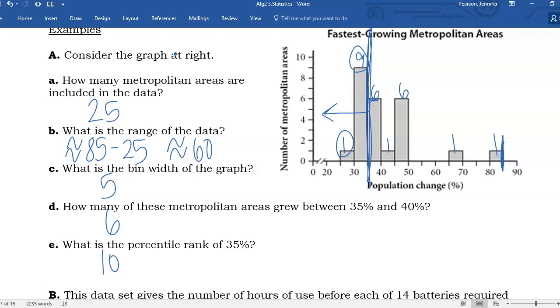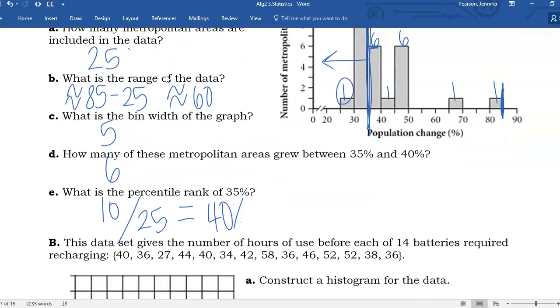But percentile rank, we're looking for a percent answer. So we're also going to say out of the 25, right? We got that up here. Out of the 25 that are in the graph altogether. So 10 out of the 25 metros grew less than 35%. And 10 out of 25 as a percentage is 40%. So they are in the 40th percentile because 40% grew less than them.